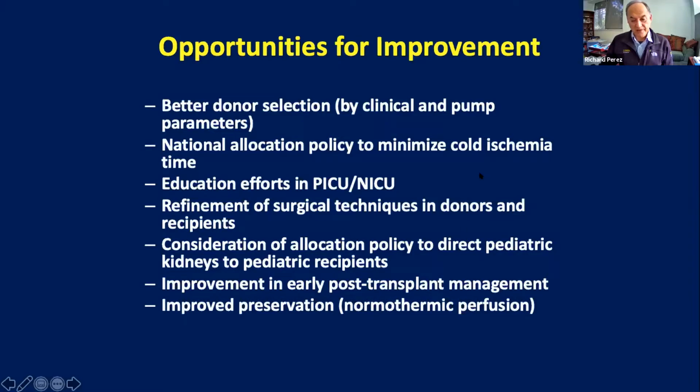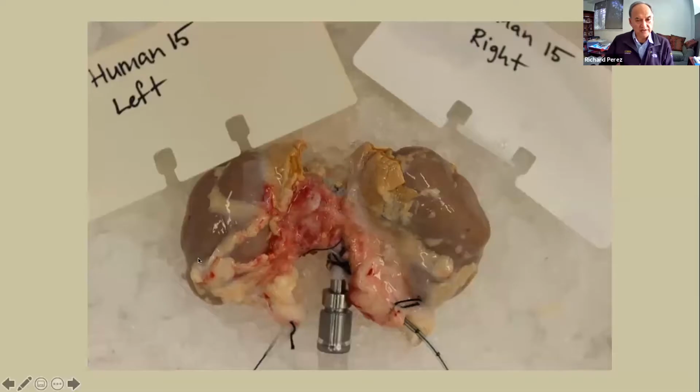Right now, they're not even being offered them because the KDPI of these small kidneys is usually higher than 50%, and the pediatric recipients are allocated the low KDPI kidneys. There's always improvement for early post-op management, and then improved preservation. That's sort of an interest of ours here.